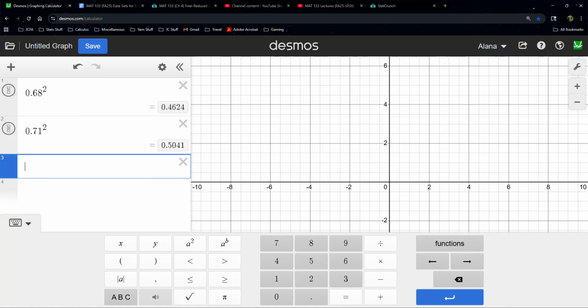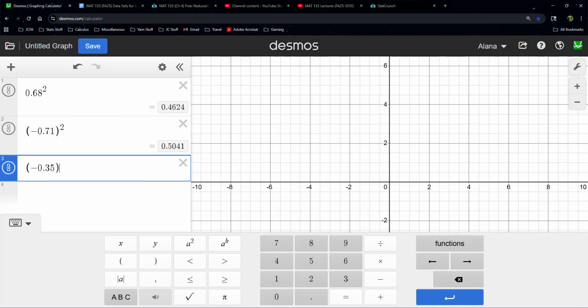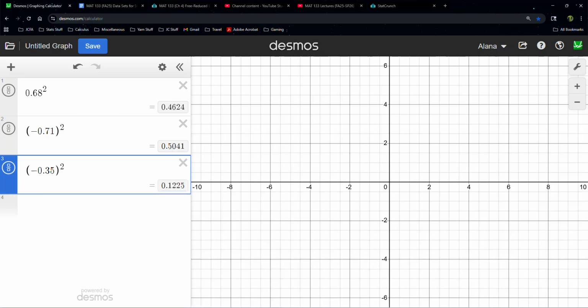So what you want to do is write these values in right below where they are on the paper. Now, if you're thinking about the negative, why is it negative 0.71? Well, if you put a negative inside and you close your parentheses and square it, it still turns positive, right? Because a negative times a negative is a positive. Negative 0.35 squared would be 0.1125.